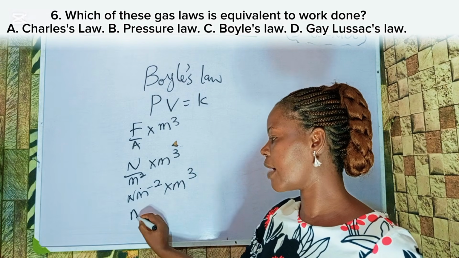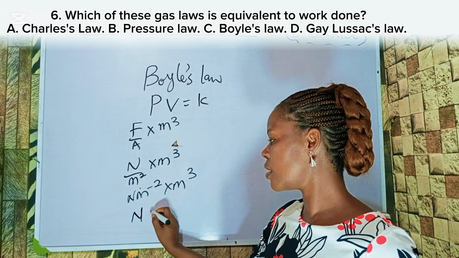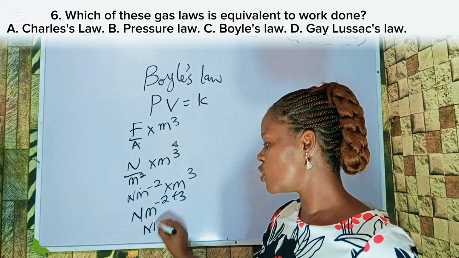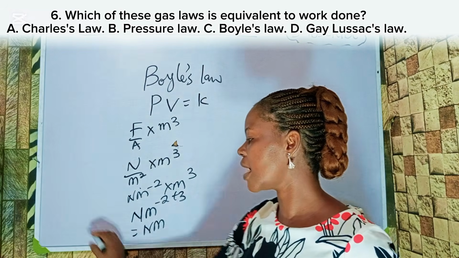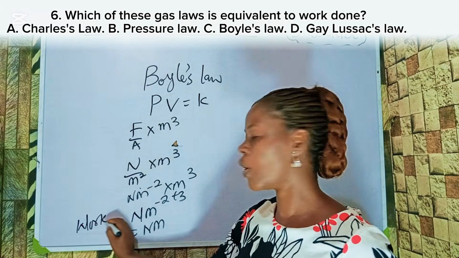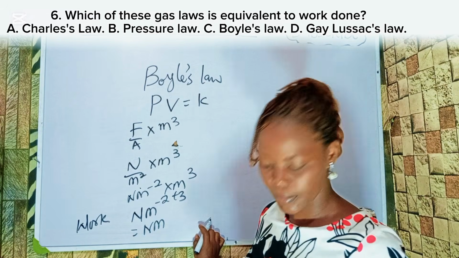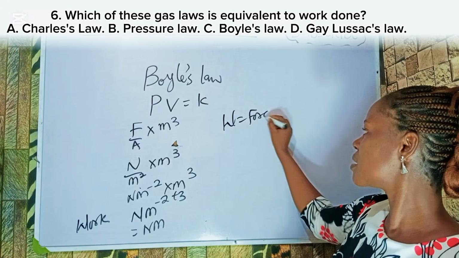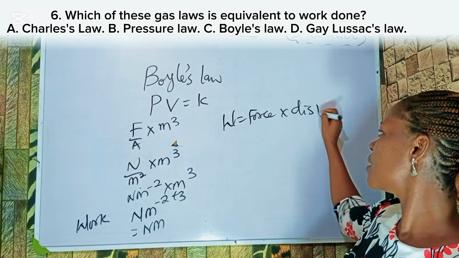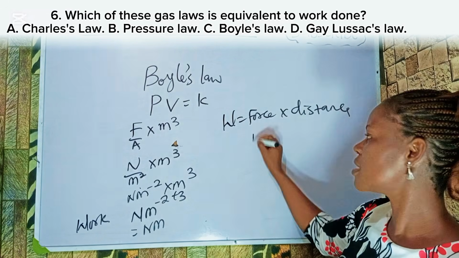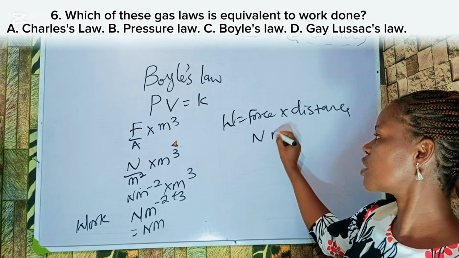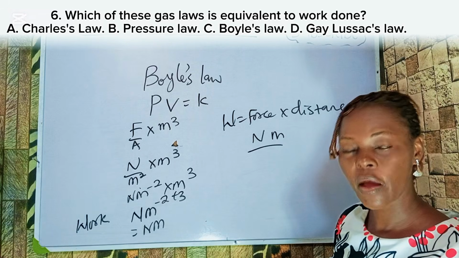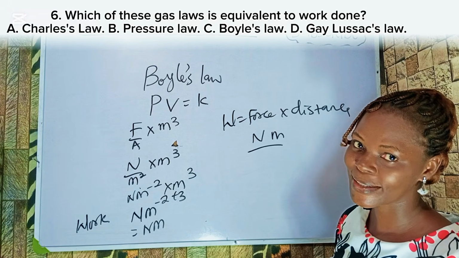So this cancels out, I have Newton meter to the power of minus 2 plus 3, right? That gives rise to Newton meter. And Newton meter is the same thing as work done, because work done is force times distance. The unit of force is Newton, and the unit of distance is meter. So you cannot disagree with me that work done is equivalent to Boyle's law. And the correct option to this question is option C.